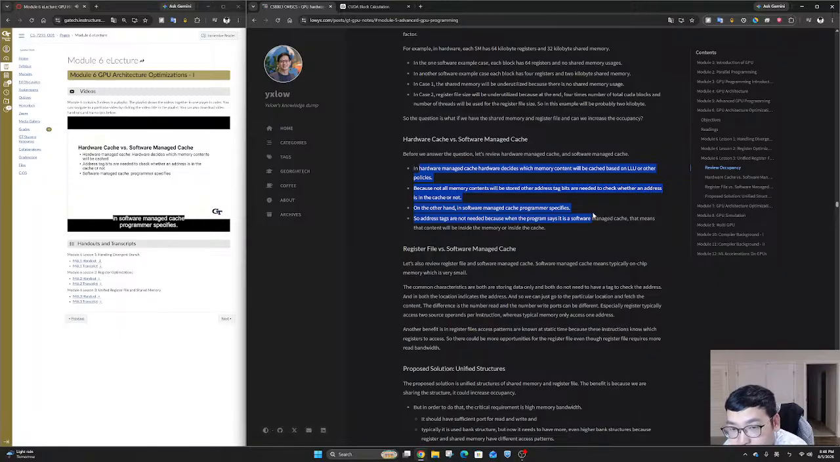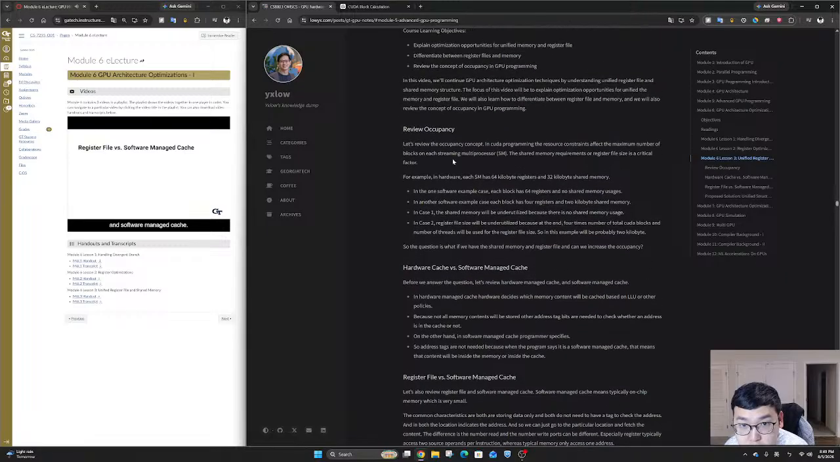On the other hand, in software managed cache, the programmer specifies. So address tags are not needed because when a program says it is a software managed cache, that means the contents will be inside the memory or inside the cache. Let's also review register file and software managed cache.